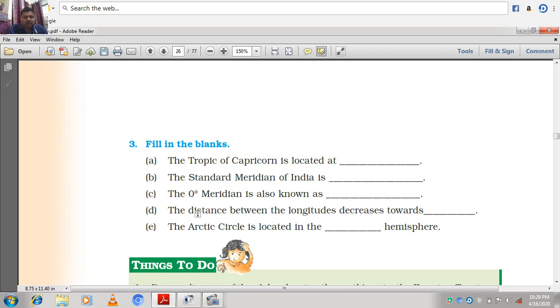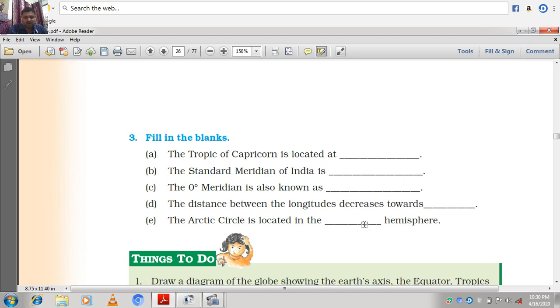डी. द डिस्टेंस बिटवीन द लॉन्गिट्यूड्स डिक्रीजेज टुवर्ड्स द पोल्स. सो यहाँ पर क्या आएगा? पोल्स, POLES. जो लॉन्गिट्यूड्स है वो अपनी डिस्टेंस कहाँ डिक्रीज करते रहते हैं? पोल्स के आसपास. द आर्कटिक सर्किल इज लोकेटेड इन द हेमिस्फीयर. आर्कटिक सर्किल इन द नॉर्दर्न हेमिस्फीयर. नॉर्दर्न, NORTHERN, नॉर्दर्न हेमिस्फीयर.